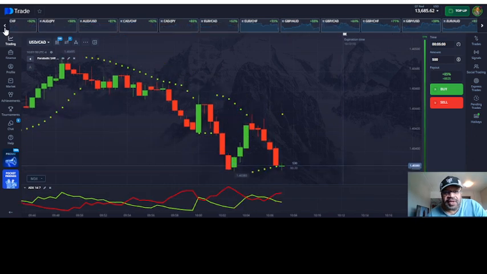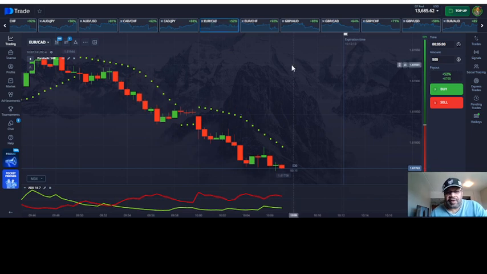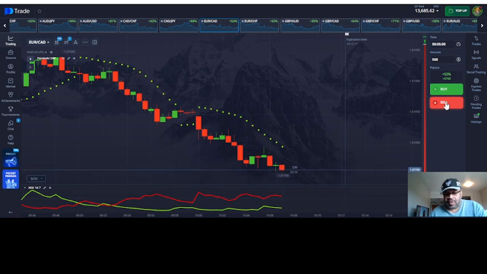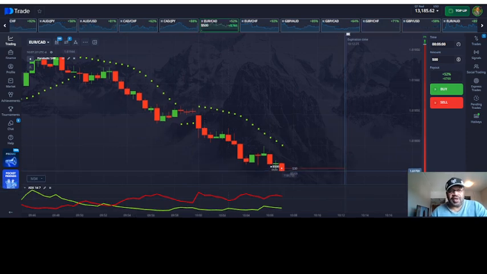Let's find the Euro Canadian dollar here. All right, so I'm going to go ahead and take a short. All right, so I just took a short on the Euro Canadian dollar here. The Quant Engine recommended the short.